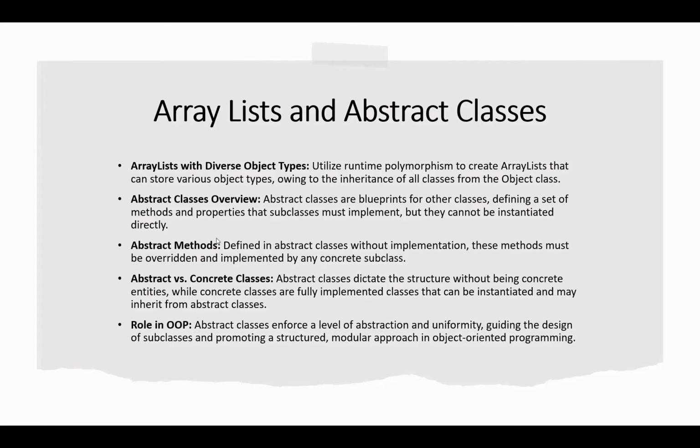And an abstract class is declared with the keyword abstract. It sets the stage for subclasses, dictating what methods they should have. However, you cannot create an object of an abstract class directly. It's a concept, not a concrete entity.